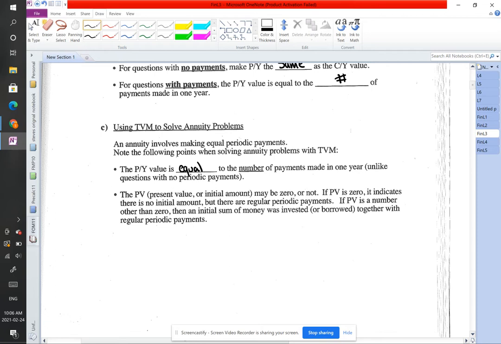So if PV is a number other than 0, then an initial sum of money was invested or borrowed together with regular periodic payments. So if you were borrowing money from the bank, you would have a present value. If you had a loan that you were paying off, there'd be a present value. But for example, if you were going to start a savings account, your present value would probably start at 0 because you probably don't have any right at the beginning, and then you start making payments, and then you start gaining money.